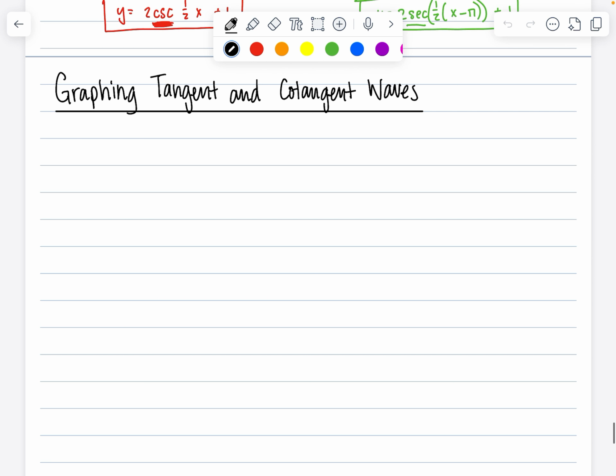But what's important to know is what the parent function first looks like. First we're going to talk about tangent. Let's write the equation y is equal to tangent of x. This is the parent function, and all tangent waves will look something like this. There are a few components that are very important to it. Depending on how you graph it, I'm going to teach you how to graph it from its center, or in other words, from asymptote to asymptote.